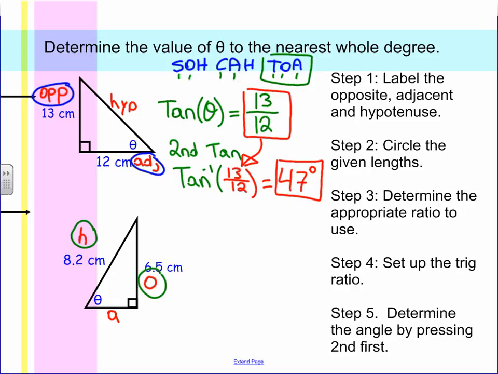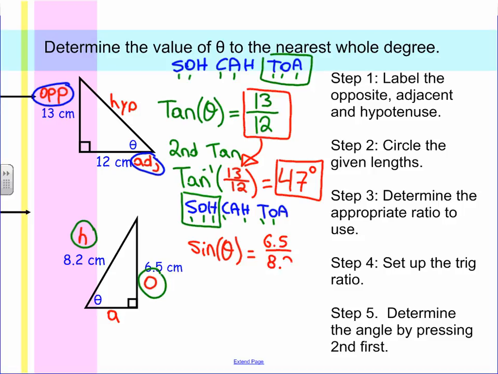The ratio you choose is based off of SOHCAHTOA. You're going to check off your S, your C, and your T for free. And then you're going to check off the ones you have circled. So your H's and your O's. Whichever one has all 3 checks is the one you use. So in this case, we're going to use sine of theta equals opposite 6.5 over hypotenuse 8.2.